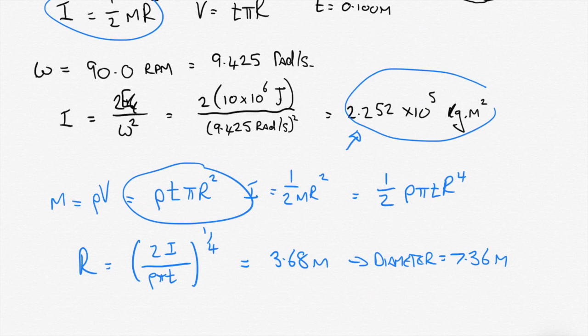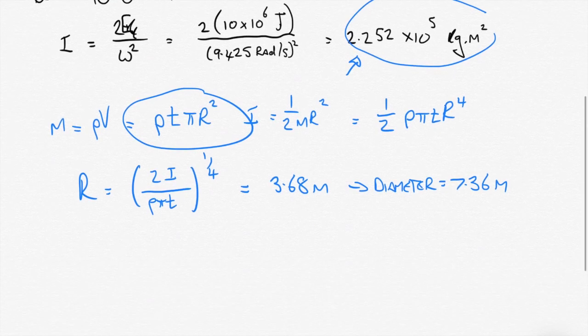So if we want a wheel that's 0.1 meters, or 10 centimeters, thick, that can store 10 megajoules of energy when it's rotating and is made of iron, we've now solved the problem, and we know that we need to construct a wheel that has a diameter of 7.36 meters.